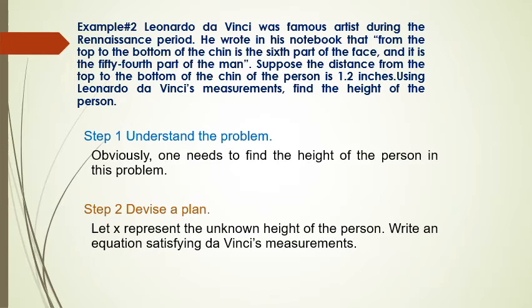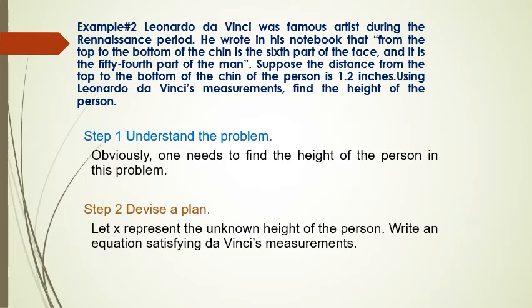Another example, we have Leonardo da Vinci, who was a famous artist during the Renaissance period. He wrote in his notebook that from the top to the bottom of the chin is the sixth part of the face, and it is the 54th part of the man. Suppose the distance from the top to the bottom of the chin of a person is 1.2 inches. Using Leonardo da Vinci's measurements, find the height of the person.